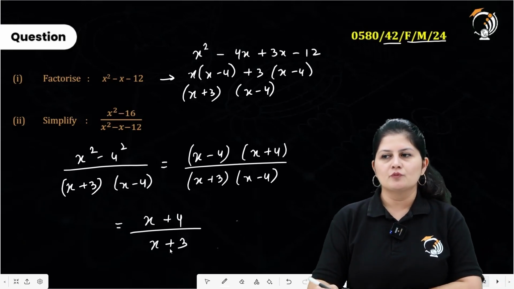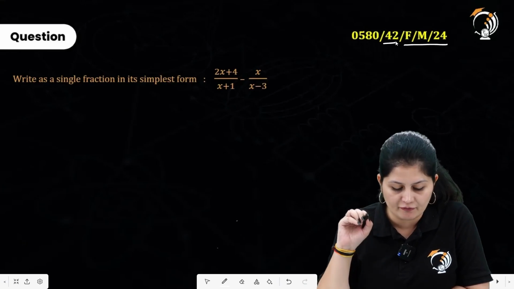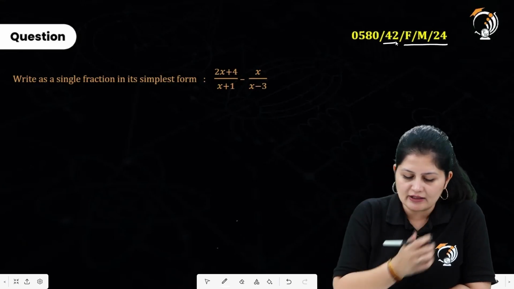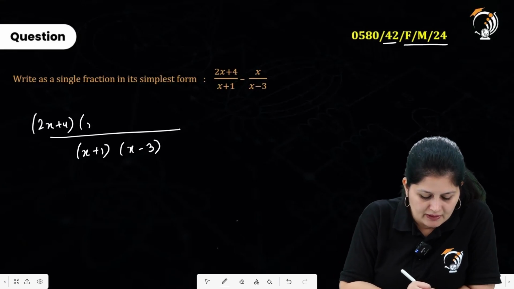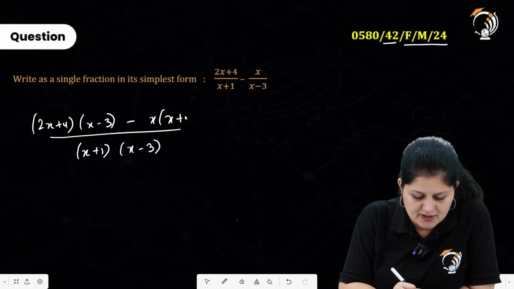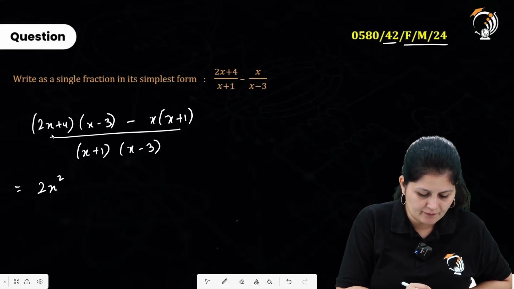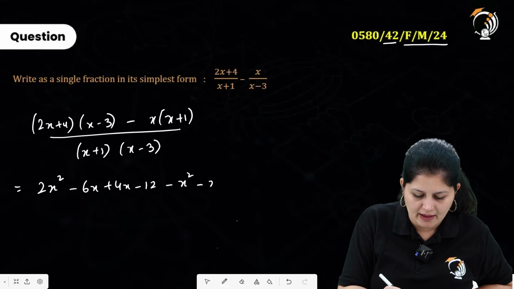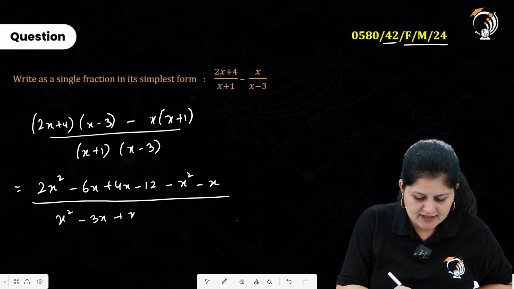Understood? Moving to the next question here, which is from the paper of February March 24 from the variant 4-2, where we need to write it as a single fraction in the simplest form. So clearly in that case, we need to get the lowest common multiple firstly. So that is going to be x plus 1 multiplied with x minus 3, while here we are going to have 2x plus 4 multiplied with x minus 3 minus x multiplied with x plus 1. Okay, so after multiplying, it is going to be 2x square minus 6x plus 4x minus 12 minus x square minus x over x square minus 3x plus x minus 3.